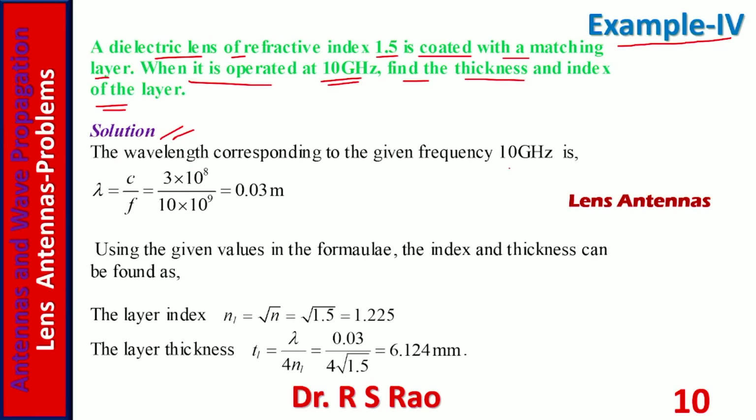Solution. The wavelength corresponding to 10 GHz is 0.03 meters. Using the given values in the formula, the index and the thickness can be found. The formula for the index of the layer is NL equals square root of N, where NL is the index of the layer and N is the index of the lens medium. Index is given as 1.5 for the lens, so NL becomes 1.225. Layer thickness is given by lambda over 4NL. Substitution gives the thickness of the layer as 6.124 millimeters.